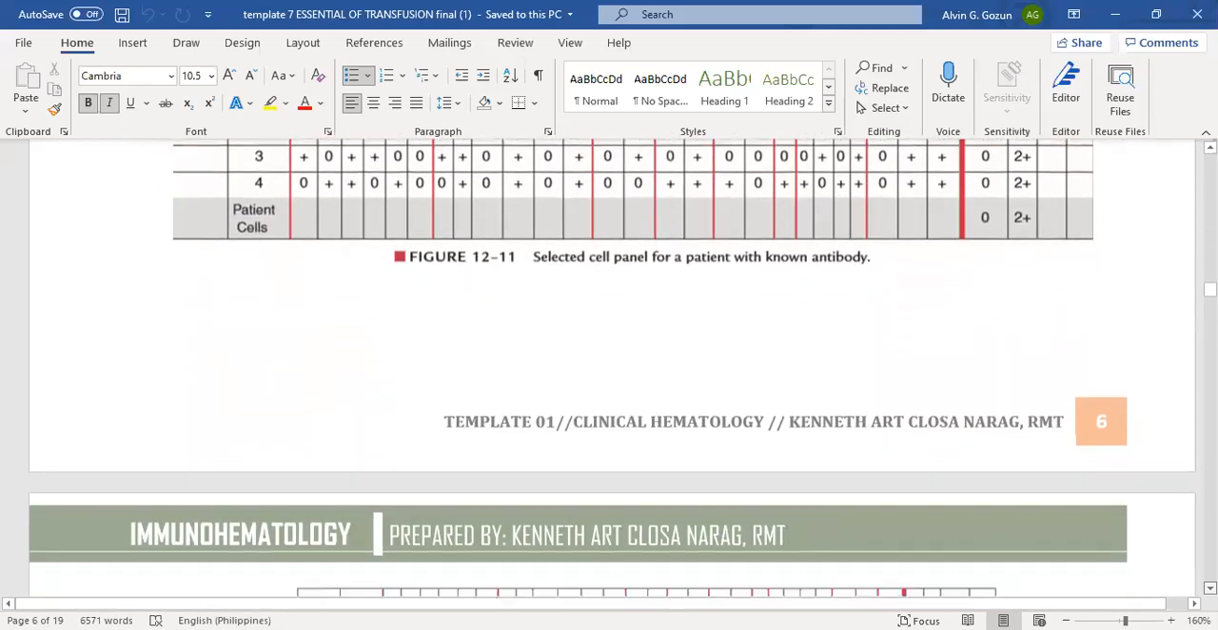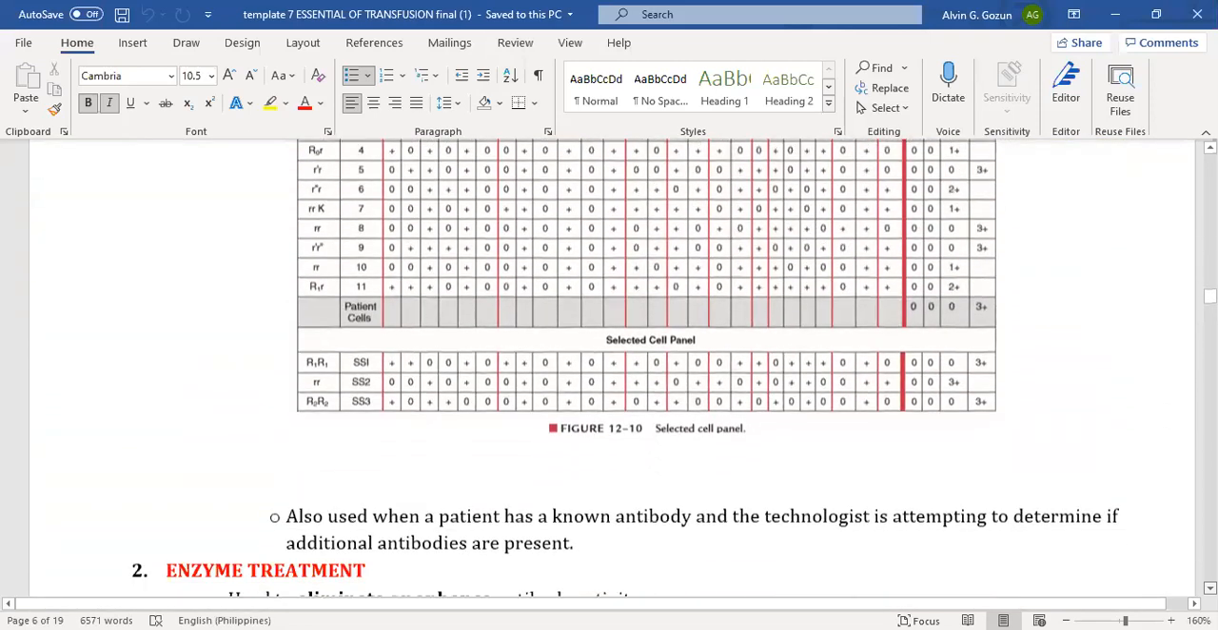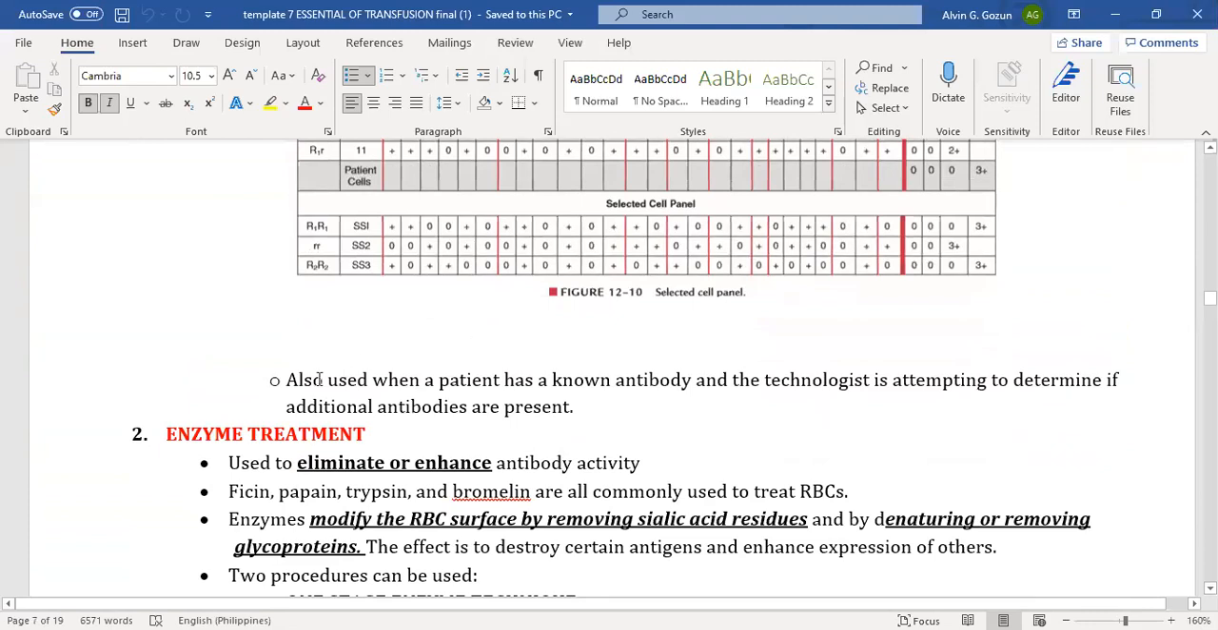So, that's an example of selected cells. It is also used when a patient has a known antibody and the technologist is attempting to determine if additional antibodies are present. Okay, number 1, selected cell panels. Number 2, enzyme treatment. We can treat our cells with enzymes. This is used to eliminate or enhance the antibody activity. Will we remove it, or can we also enhance the antibody activity for us to detect the specific antibody?